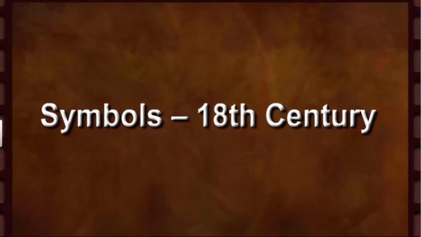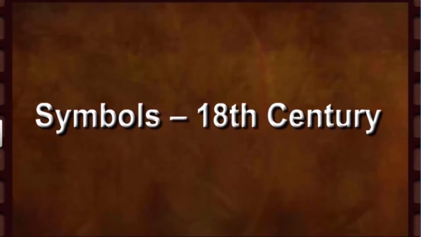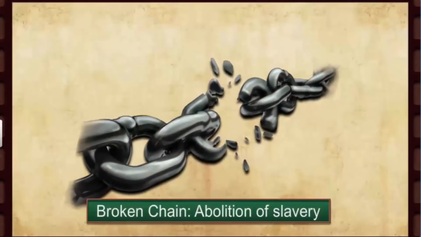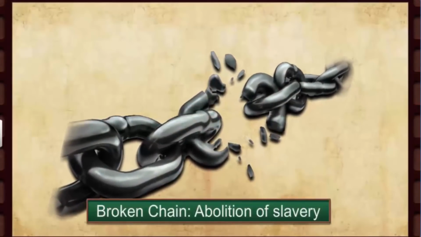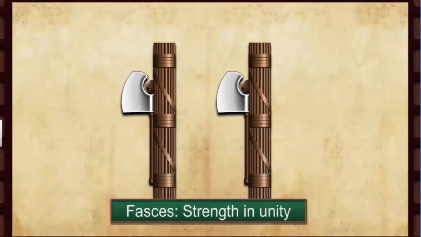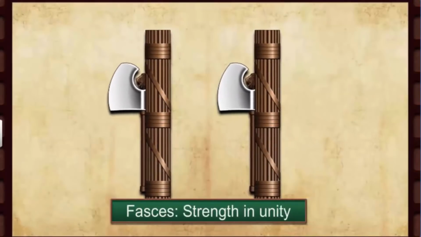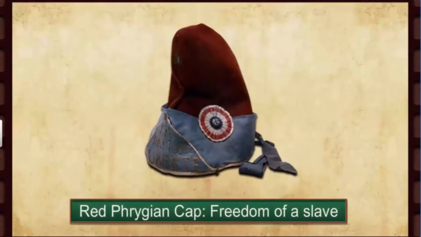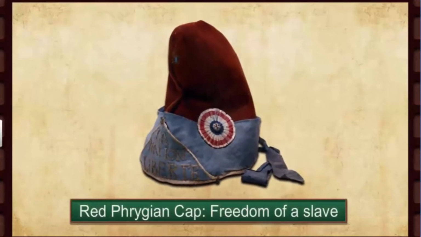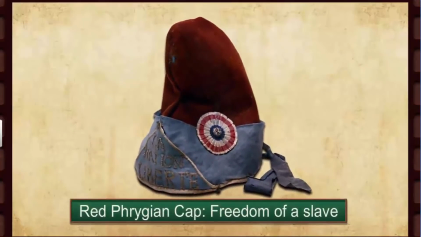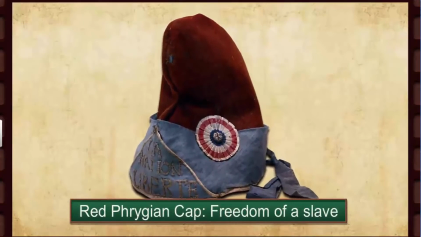During the 18th and the 19th centuries, several symbols were used by artists and revolutionaries to depict abstract concepts. These symbols were usually popular images from everyday life that uneducated masses could easily identify with.